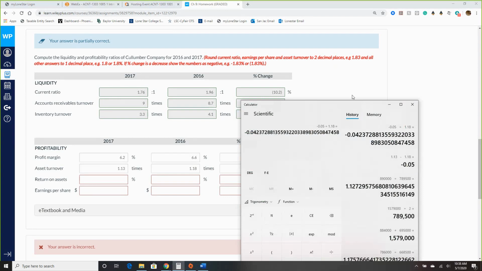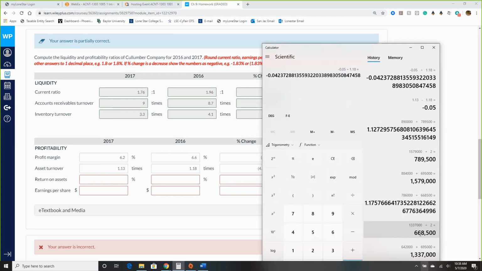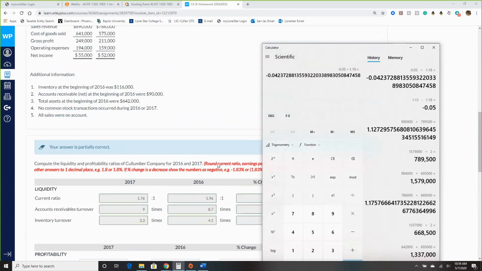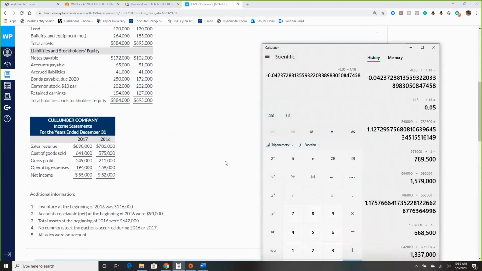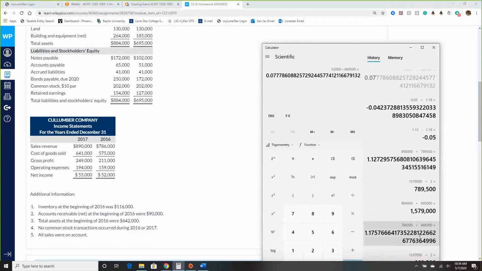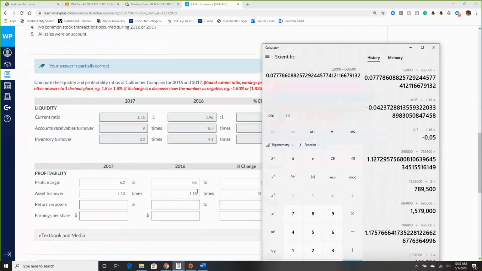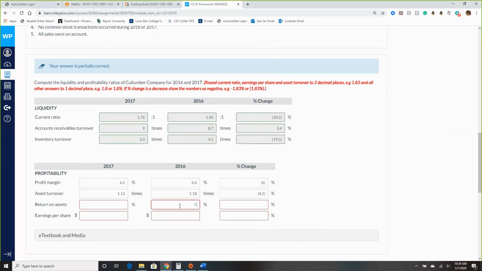I think my calculator, there it is, there's 16. So we have 16, 17. You've already done those. So this time it's net income divided by those. So 15.2. And our average total assets for 16 was 668,500. So it's 7%, so 7.8%. There we go. Sometimes it's hard with these calculators.